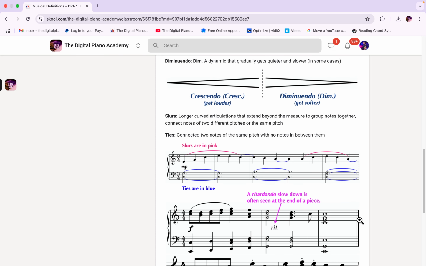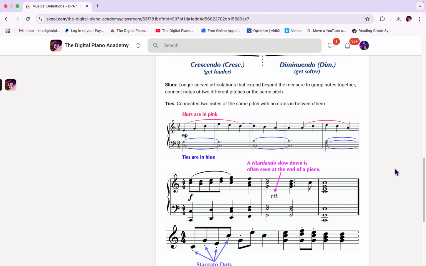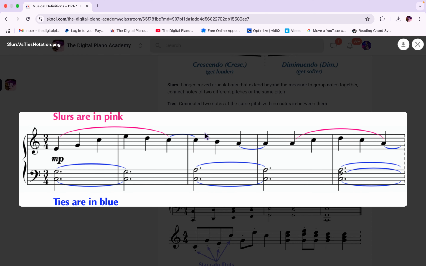Okay, and then we have slurs, which are longer curved articulations that extend beyond the measure to group notes together, and they connect notes of two different pitches or notes of the same pitch. And we have ties, which connect two notes of the same pitch, with no notes in between them. So it's pretty much just note to note, pitch to pitch for ties, and then slurs are pitch to any other pitch, note to any other note over a measure. So the slurs are in pink and the ties are in blue so that you can see the differences.